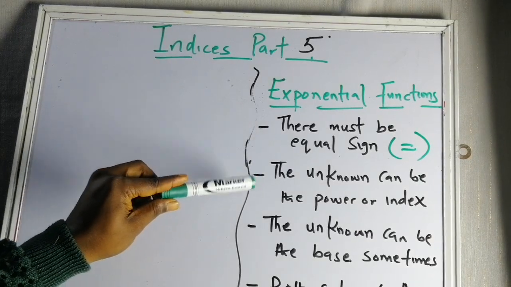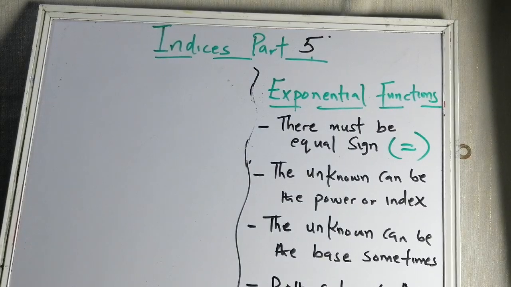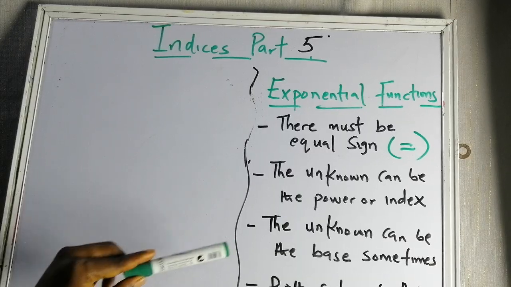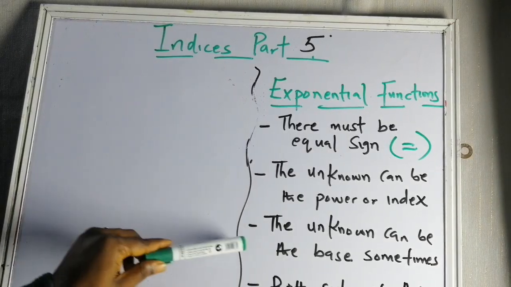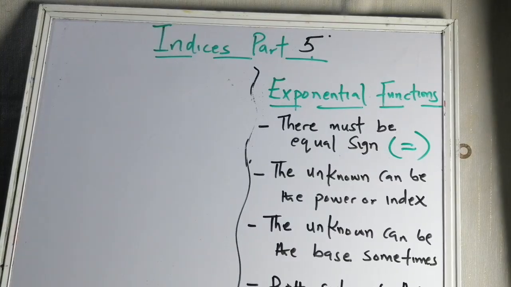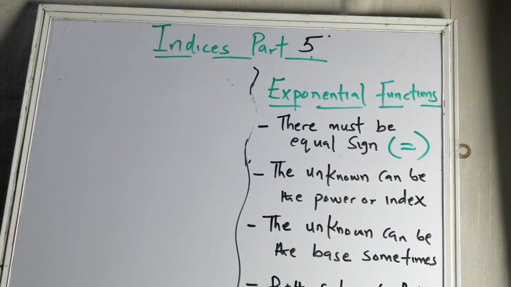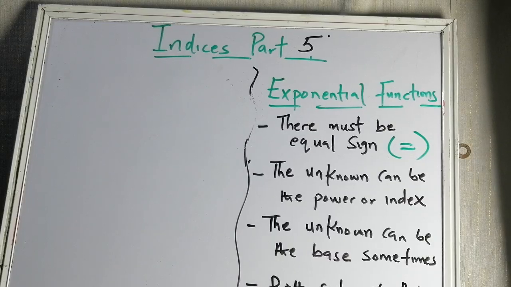The second condition is the unknown can be the power or the index. We all know that power is the same thing as index, and I've mentioned that over and over again. Then the third is very simple, it's straightforward. The unknown can be the base sometimes. So it can be the base. They can tell you, okay, find the value of x, and the x is in a base position. And in part one of indices, I've mentioned what we mean by base and power.